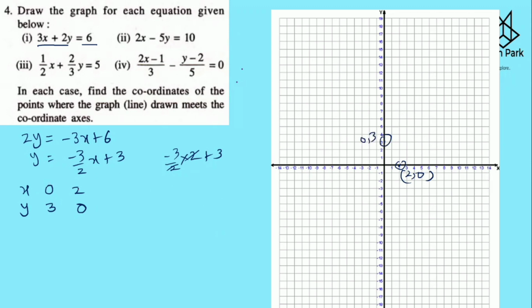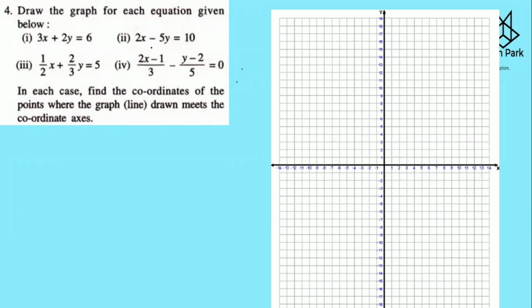So this is where the line meets y-axis. And here, this is where the line meets x-axis. So only these 2 points are enough for us to draw the line. And let us draw the line passing through these 2 points. And we now understood where the line meets x-axis and y-axis. Let's move on to the second one.